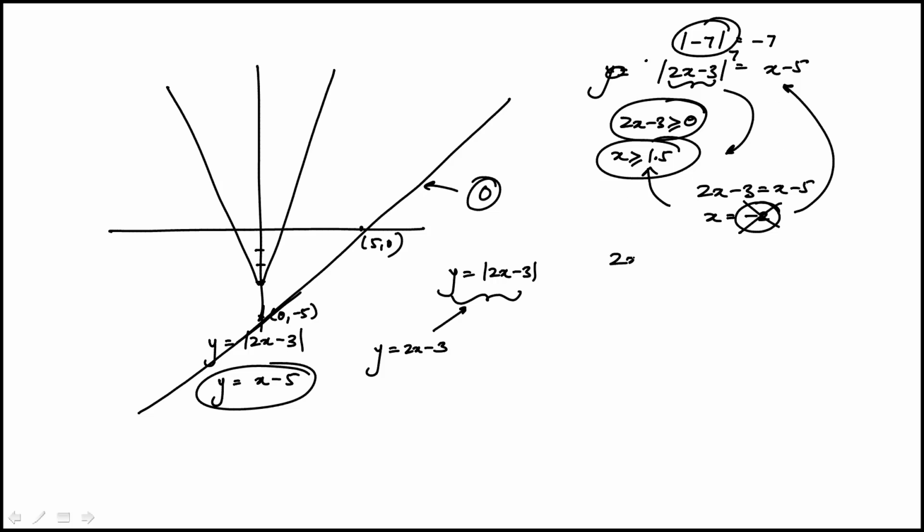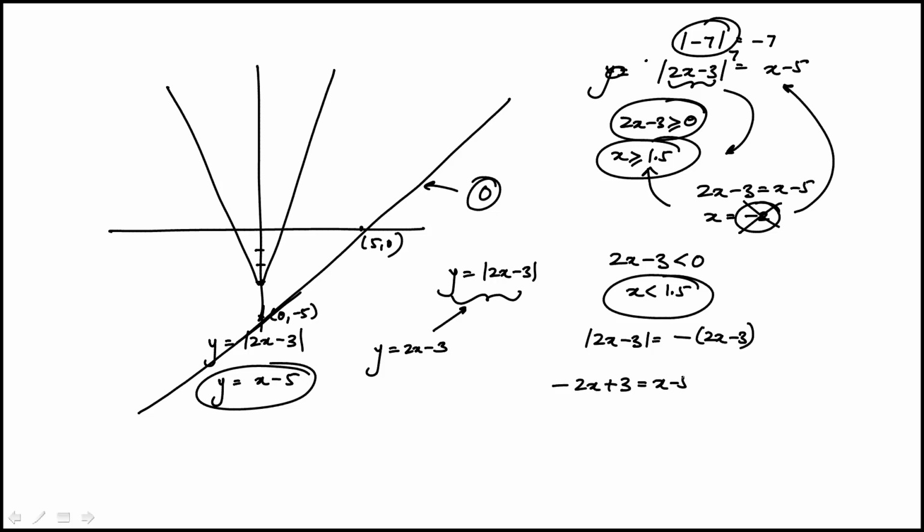The other case would be 2x minus 3 is negative, which is equivalent to x is less than 1.5. In this case, the absolute value of 2x minus 3 would be minus of 2x minus 3, and then we equate this to x minus 5. Find the corresponding value of x, which would be 3x equal to 8, or x is 8 over 3. But notice here, x needs to be less than 1.5, which this number doesn't satisfy. In fact, it's 2 2/3. So this is also not a solution, which means there is no solution.